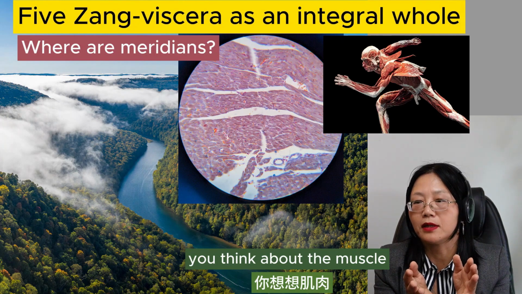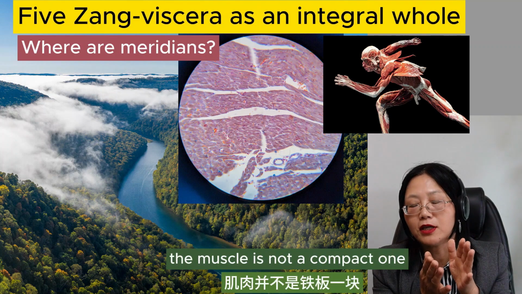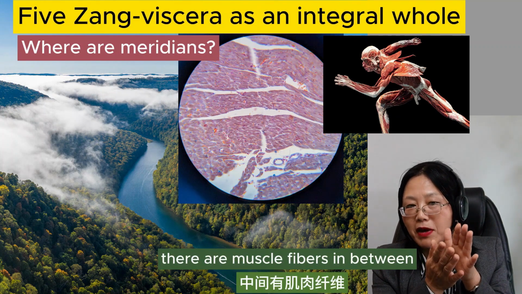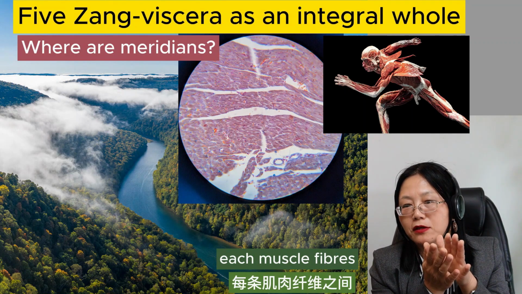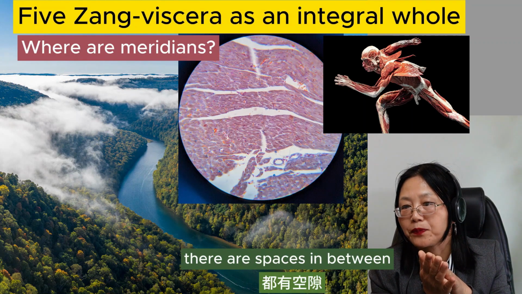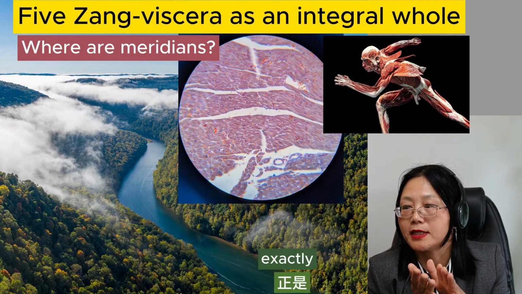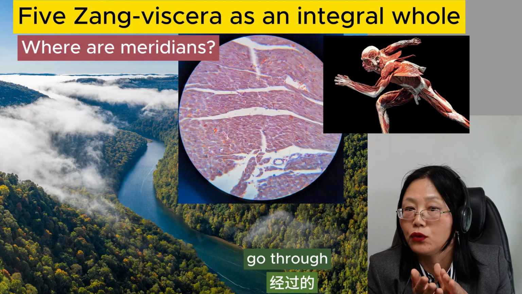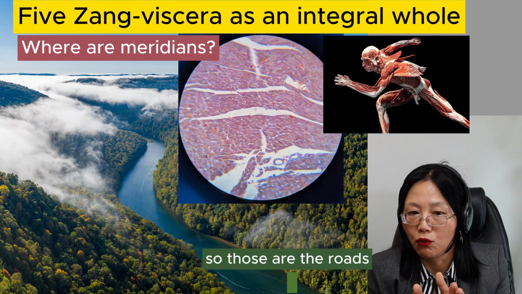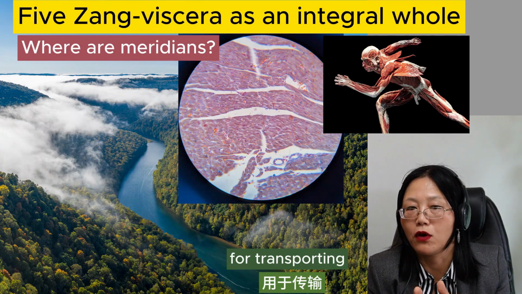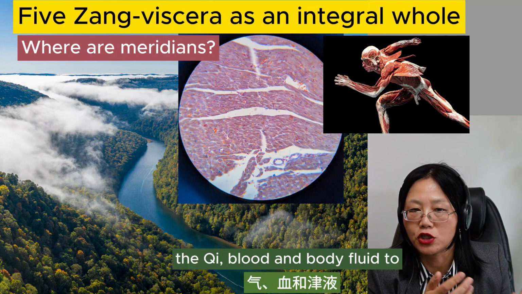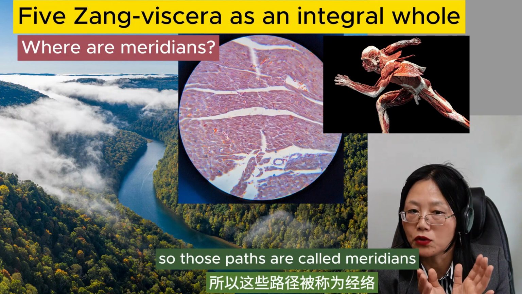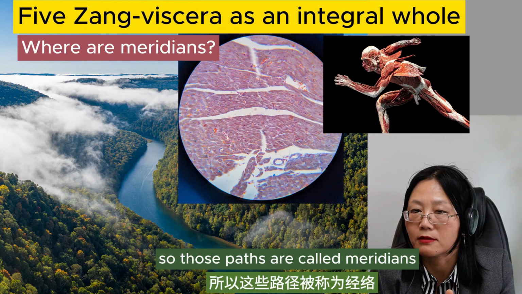Like you think about the muscle. The muscle is not a compact one. Each muscle has muscle fibers. In between each muscle fiber, there's space in between. That space is exactly where the qi, blood, and the body fluid go through. Those are the road, the pathway for transporting the qi, blood, and the body fluid to everywhere of the body. Those parts are called meridians.